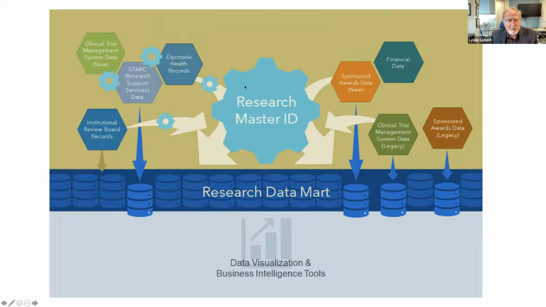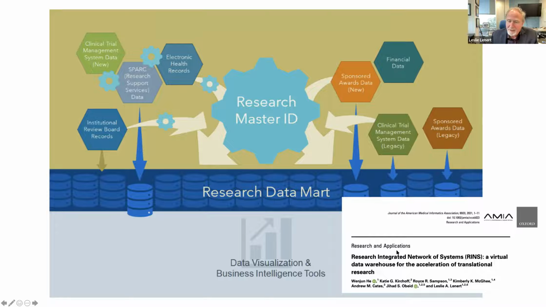But the system actually works reasonably well at our institution, particularly because most of the services are bought from a single source, and you can't use the IRB system without having one of these, and you can't really use our Encore system and other things without a research master ID. And if you want to read more about our research integrated network of systems, a virtual data warehouse, and the research master ID, you can look at this paper that also came out this year in JAMIA to learn more about the research master ID and what we've implemented in it.